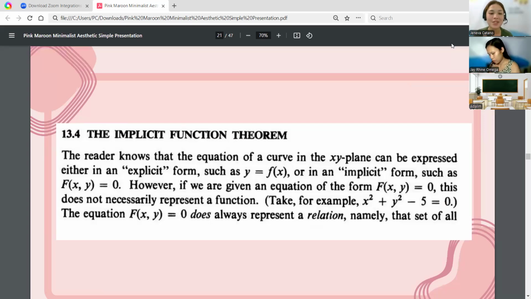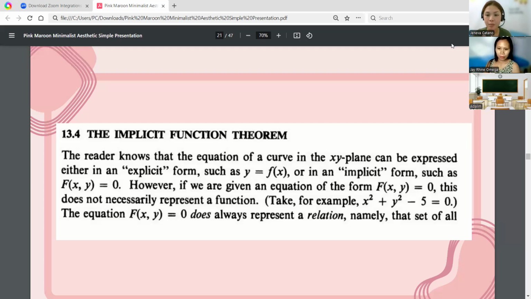Okay, so let's go on to 13.4, the implicit function theorem. The reader knows that the equation of a curve in the xy plane can be expressed either in an explicit form such as y equals f of x, or in an implicit form such as f of x and y equals 0. However, if we are given an equation of the form f of x and y equals 0, this does not necessarily represent a function.